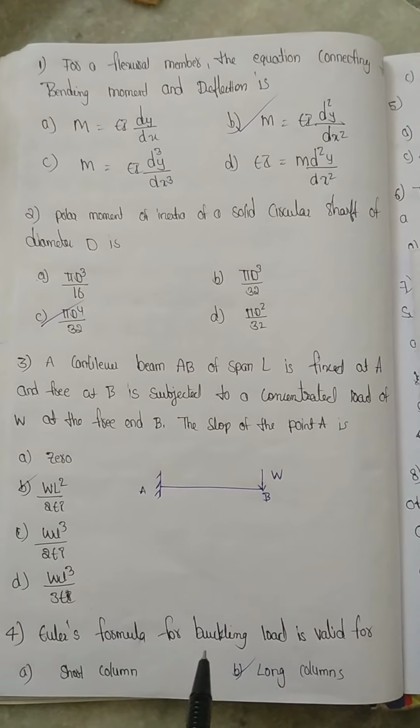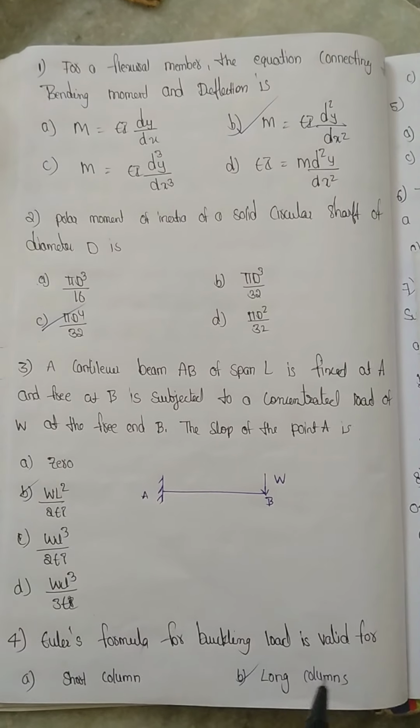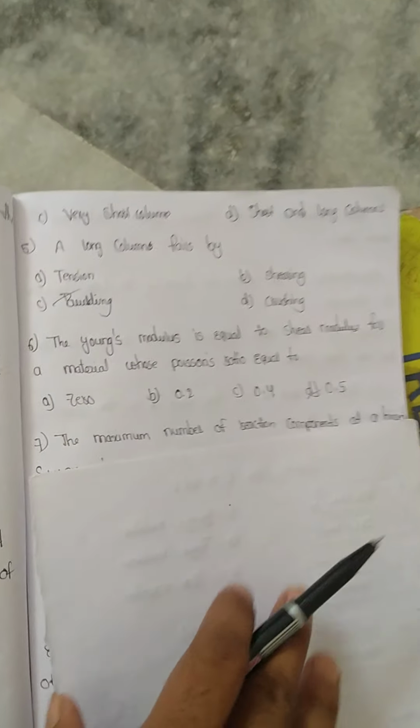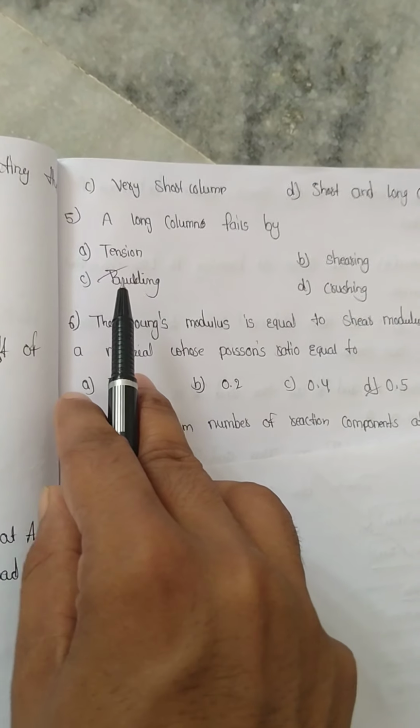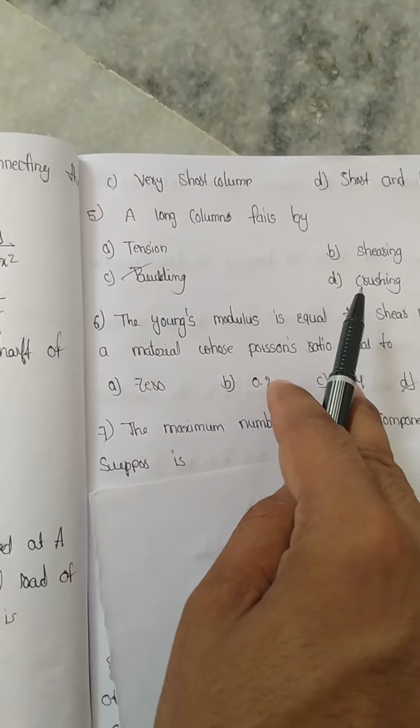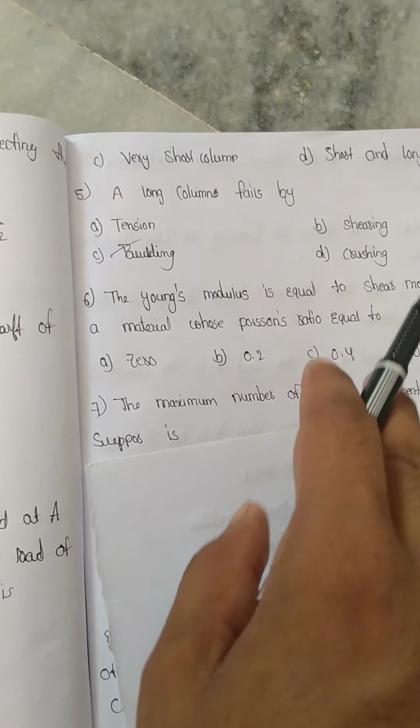Euler's formula for buckling load is valid for long columns only. A long column fails by buckling. A short column fails by crushing. Long column: buckling; short column: crushing.